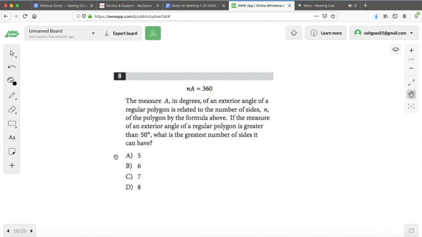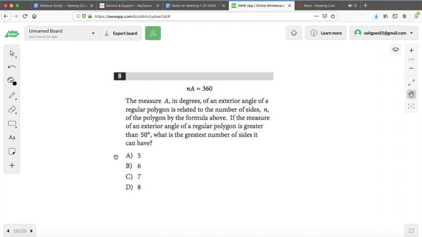Juliana, what are we solving for here in this question? The number of sides that the polygon can have. Yeah, the greatest number of sides a polygon can have as long as the exterior angle is greater than 50. Does that make some sense? Yeah. Okay, now you don't even need to know exactly what an exterior angle is here, and I won't worry about it. If the value A is the value of the exterior angle, all we've got to do is test the answer choices, right?